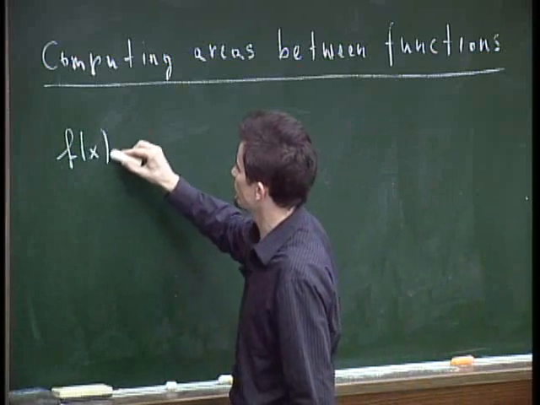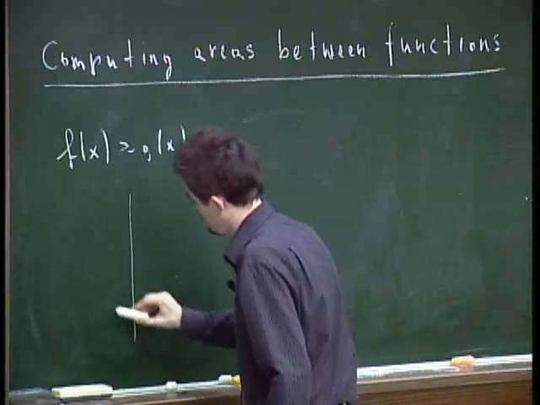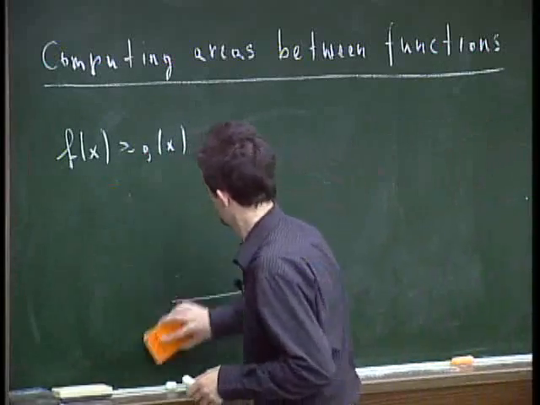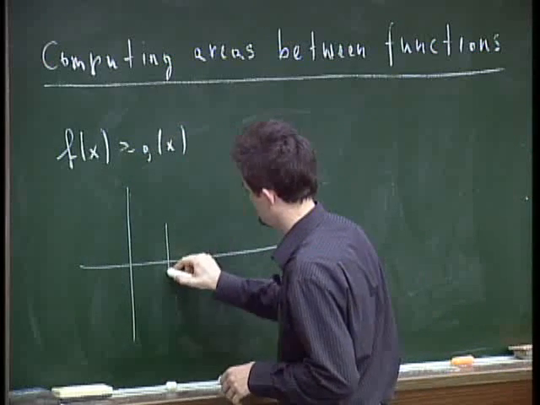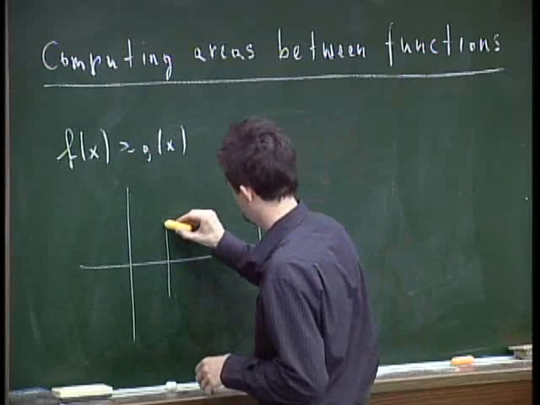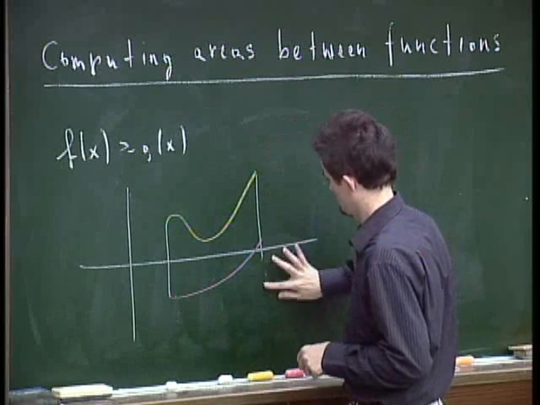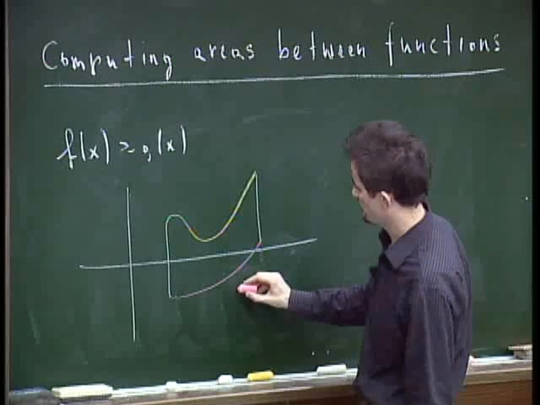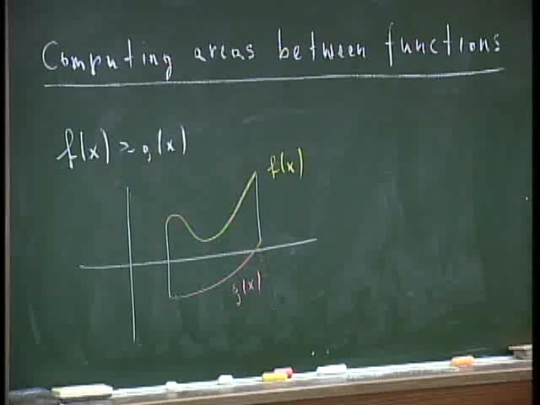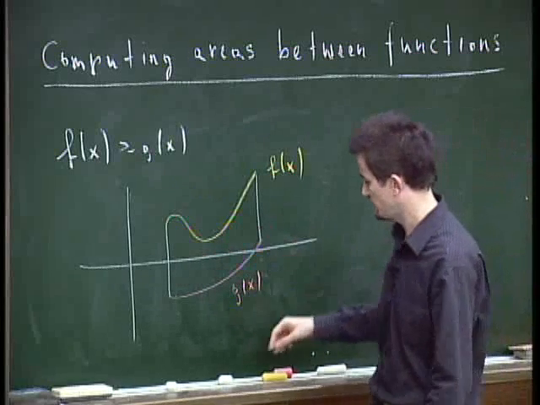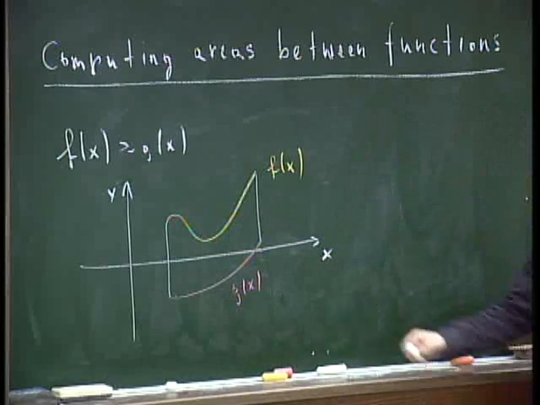So assume we are given two functions, f of x and g of x, and assume that f of x is larger or equal than g of x. Let's plot a picture. Let's say this is the function g of x, and this is the function f of x. What we have done already is define the area below f of x and above the x-axis. So we have already defined this area here. But you see that here you have an area as well, namely this one.